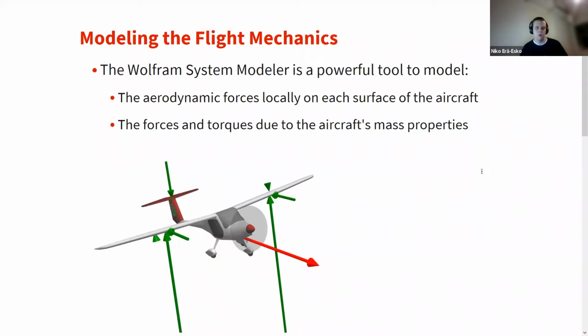Then I will move on to the actual simulating or modeling of the aircraft, or its motion through air. For that, we need a flight mechanics model of some sort. And Wolfram System Modeler, with its physical modeling environment, is a quite powerful tool for doing so, for the reason that we can, for instance, apply the aerodynamic forces locally on the surfaces of the aircraft.